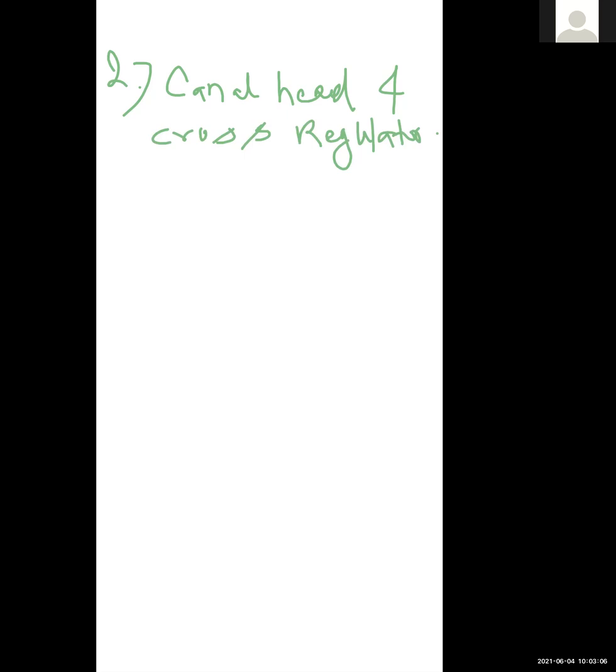Where we use canal head: the canal head is constructed at the head of the branch canal, and the cross regulator is provided at the parent canal. See the line diagram. This is the part of the parent canal. Here these are the distributaries.